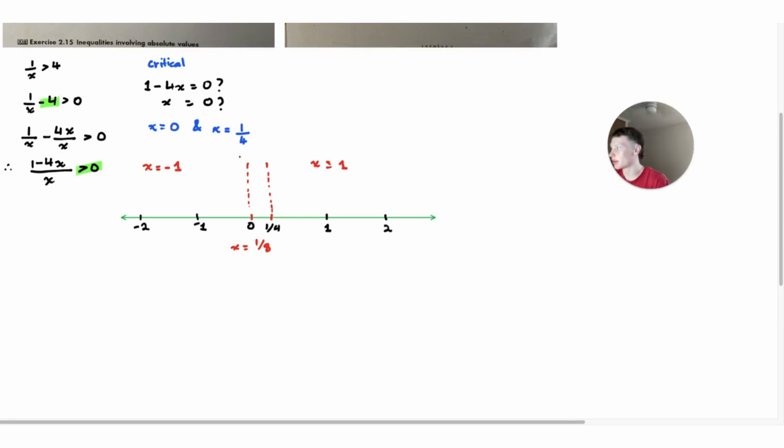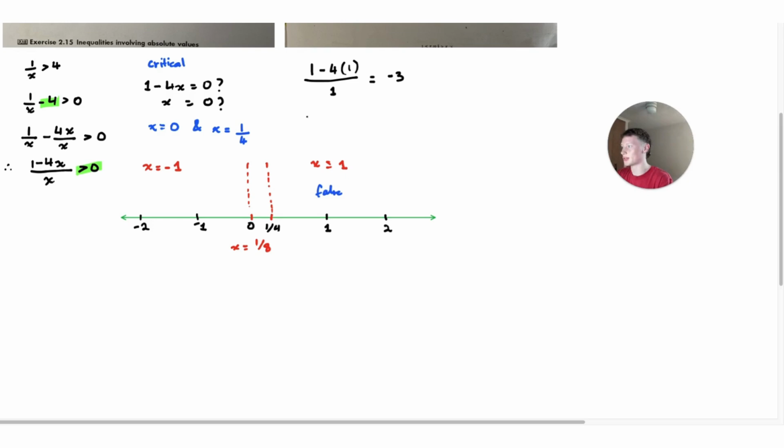Okay, and if we start with x equals 1, if we sub that in, we get 1 minus 4 times 1 over 1. That will give us 1 minus 4 over 1, which is negative 3. Sorry, I started that one up. This we just tested x equals 1. So x equals 1 is false for the solution.